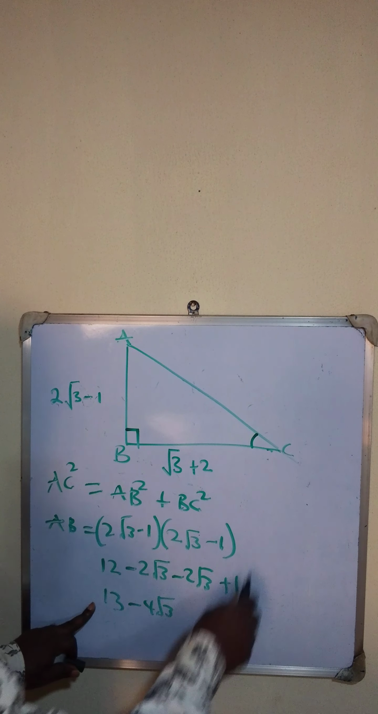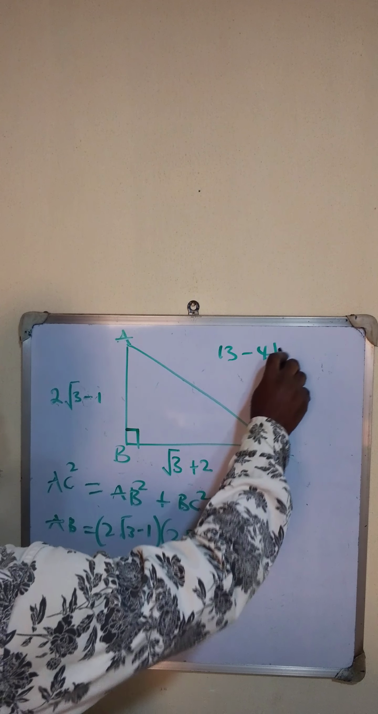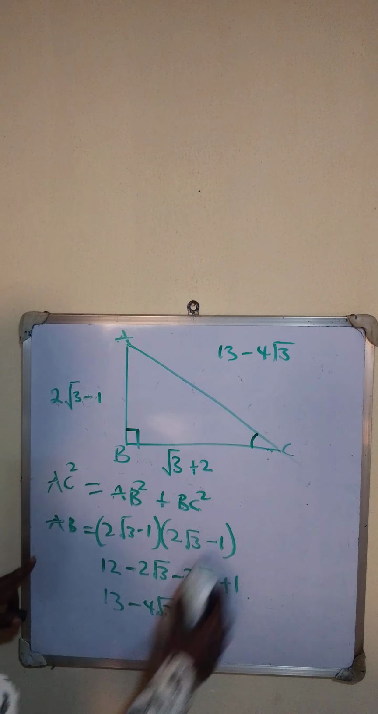So let's put our AB answer here: 13 minus 4 root 3. Then let's do BC now.